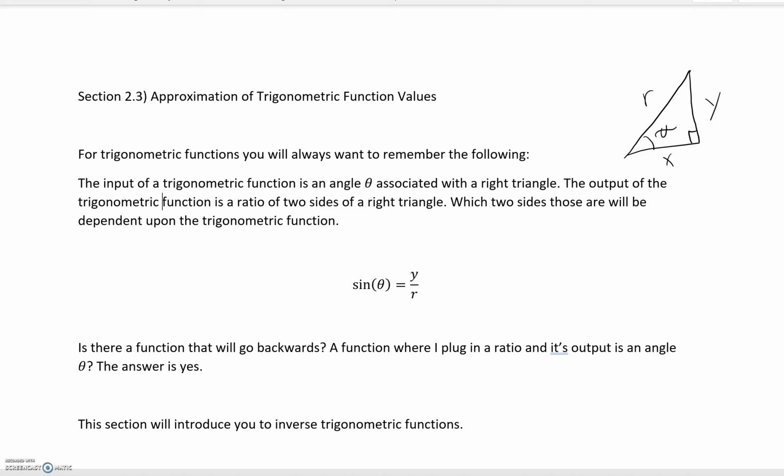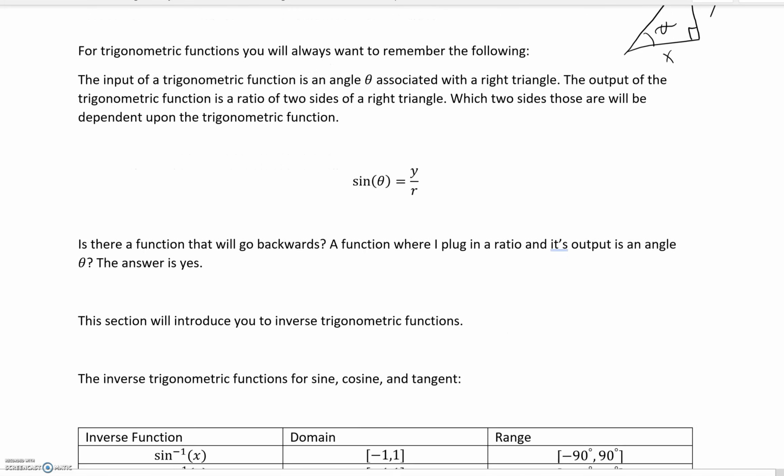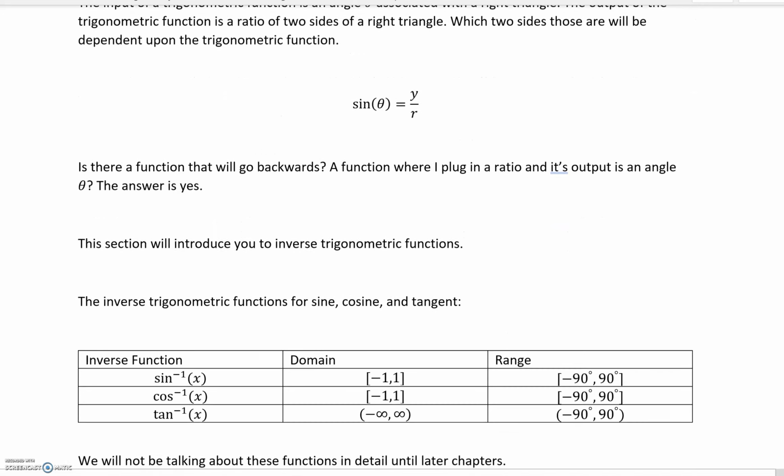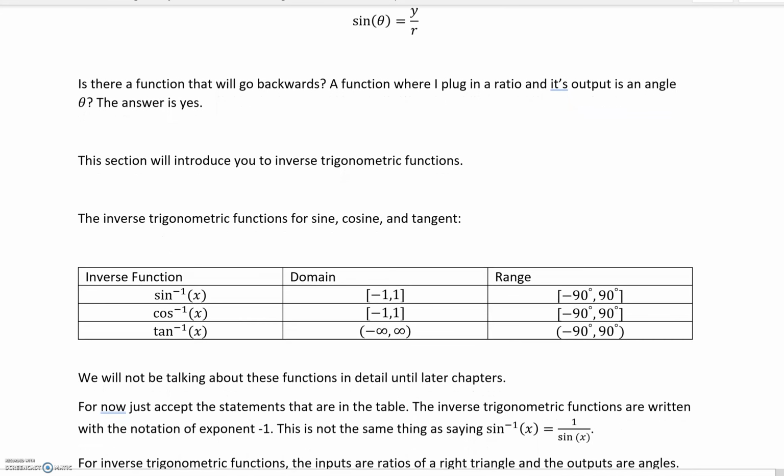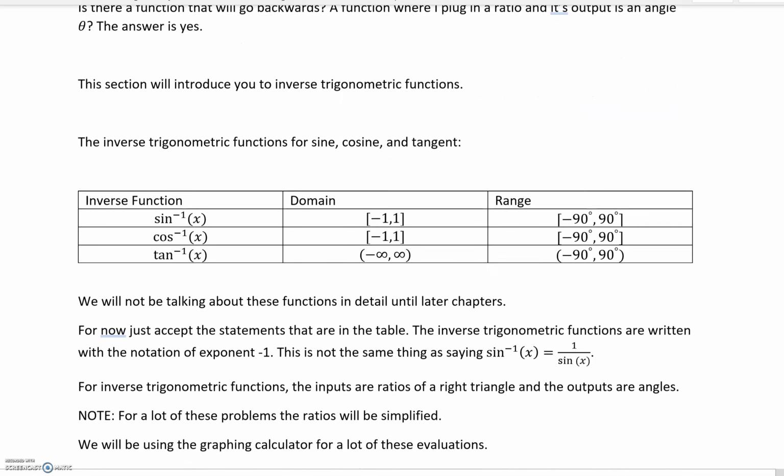Now, is there a function that goes backwards? A function where I plug in a ratio and its output is an angle theta? The answer is yes. This section 2.3 will introduce you to inverse trigonometric functions. We're just going to be talking very briefly about the inverse sine, inverse cosine, and inverse tangent.